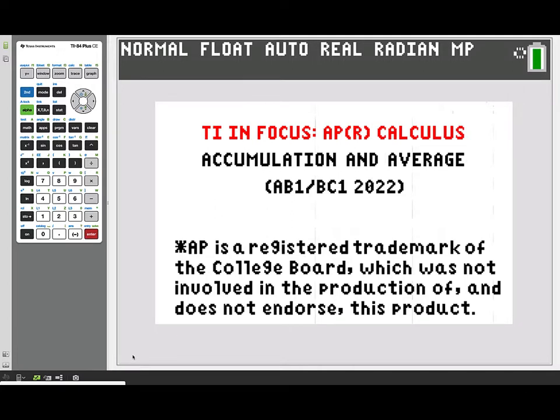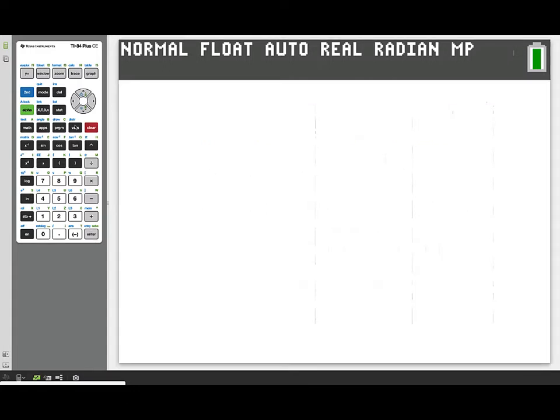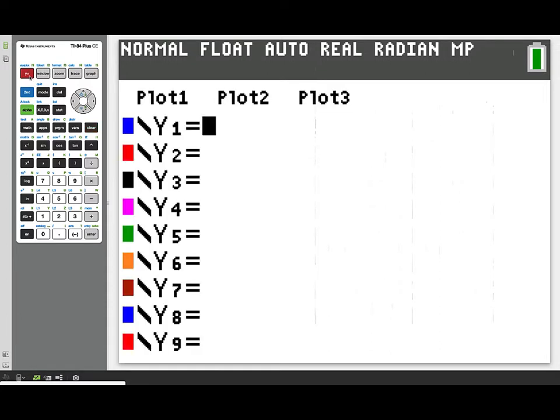We'll look at the common question number 1 from the AB and BC exams from 2022 to look at using the TI-84 on the topics of accumulation and averages. We were given a function A of t that described the rate at which vehicles were arriving at a toll plaza, where t was measured in hours after 5 a.m.